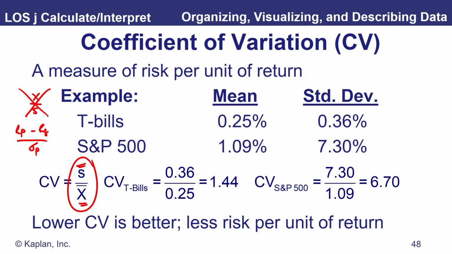Okay, so we've worked out the coefficient of variation for T-bills. Standard deviation divided by mean, 0.36 divided by 0.25. That gives us 1.44. Then S&P 500, 7.3 divided by 1.09, 6.7. Remember, lower is better because essentially what we're saying here is we want less risk per unit of expected return.